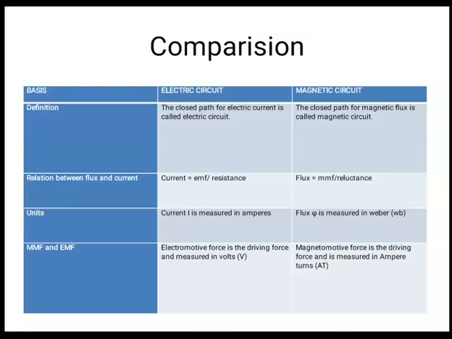Okay. So relation between flux and current. Current is equal to EMF upon resistance, Ohm's law, right? Here current, there flux. Flux is equal to MMF upon reluctance, right? Current I is measured in ampere. Flux, that is phi, is measured in Weber. Here it is EMF, that is electromotive force. There it is MMF, that is magnetomotive force.